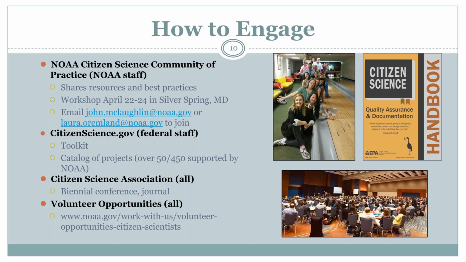CitizenScience.gov, the website for our federal community, offers a toolkit on how to create and run a project, and it has a catalog of projects. It has 450 projects in the catalog, over 50 of which are supported by us here at NOAA. The Citizen Science Association, which I mentioned, their website is citizenscience.org instead of .gov. They have biannual conferences and offer a free journal. And their last conference had over 800 participants, so it really has been showing the growth in the field.